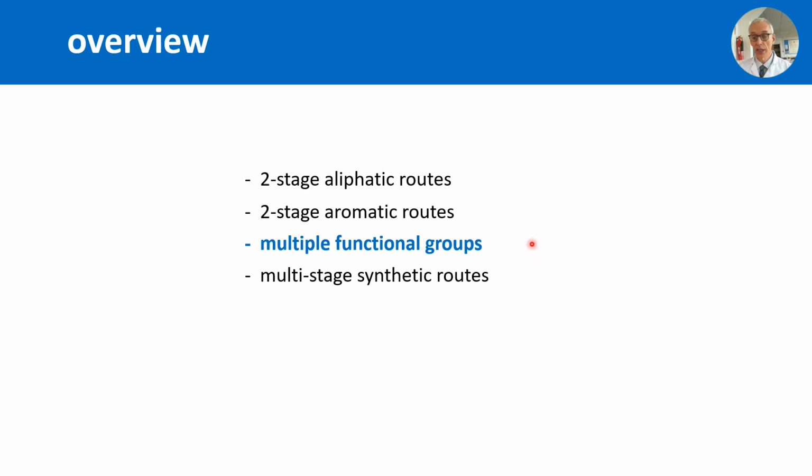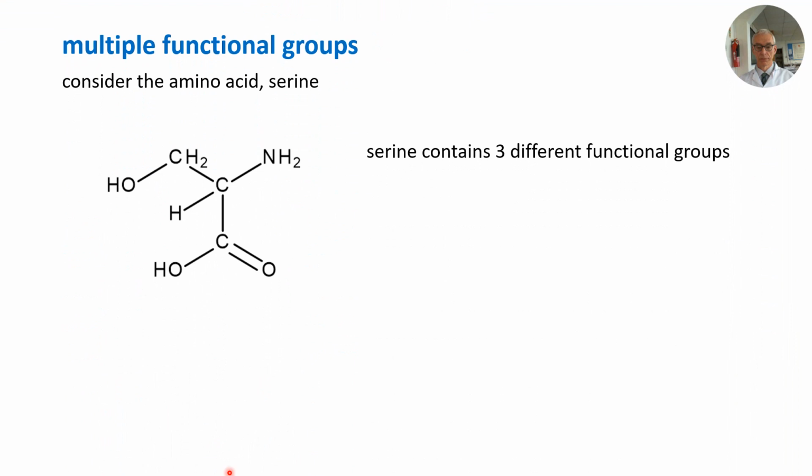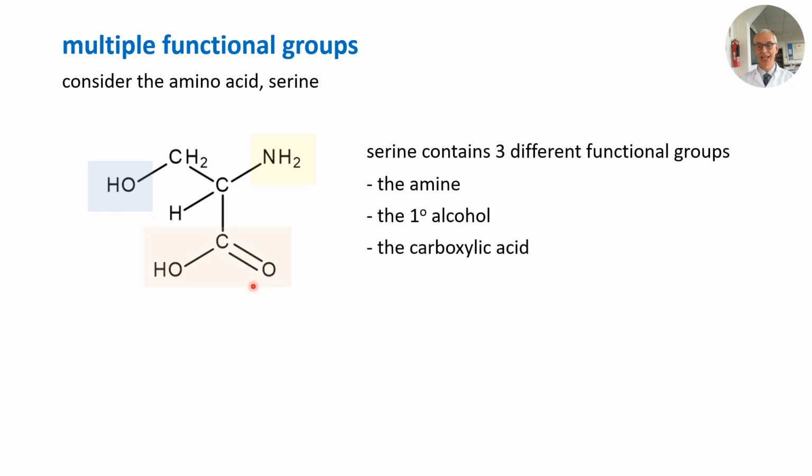So we should now consider synthetic pathways where the starting molecule, or indeed the target molecule, has multiple functional groups. So let's consider the amino acid serine. Now serine contains 3 different functional groups. We've got the amine, we have the primary alcohol group, and of course here we have the carboxylic acid.